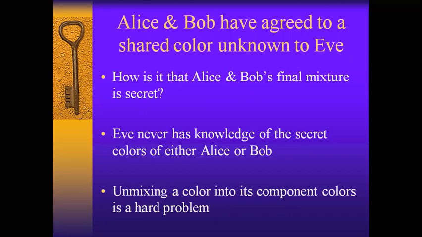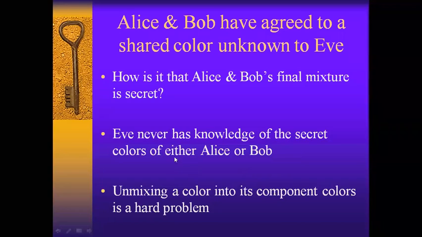Unmixing a color into its component colors is a hard problem, because there are two things: one is an easy problem, and one is a hard problem. The easy problem is to mix two colors and share it over the public channel. The hard problem is how to unmix the color, because we don't know which color has to come out and what the remaining components are. So it is a hard problem to understand what Alice and Bob have shared among themselves.